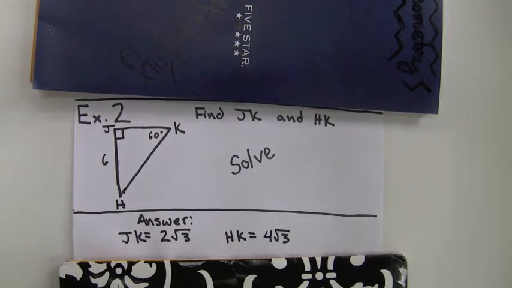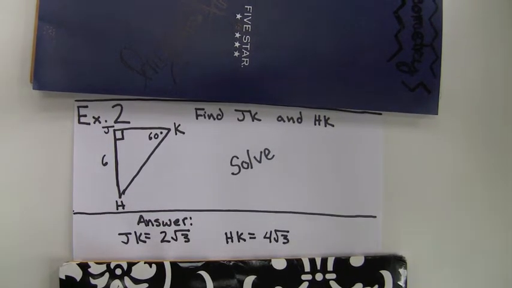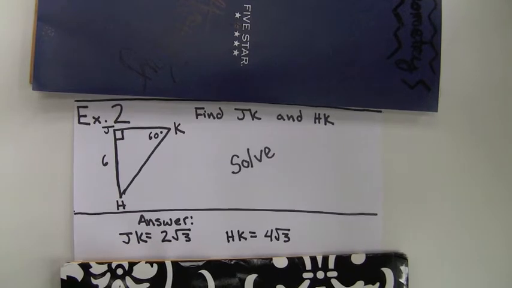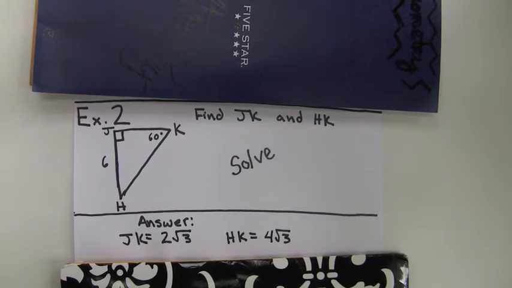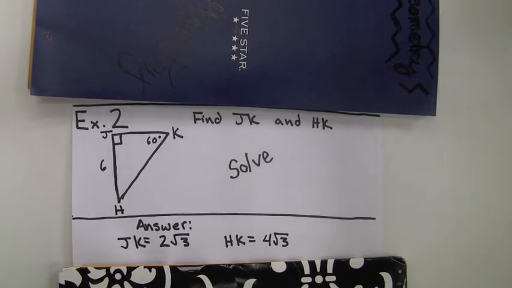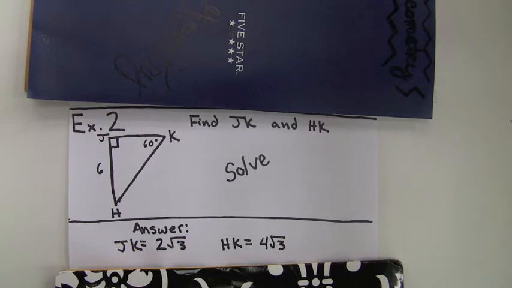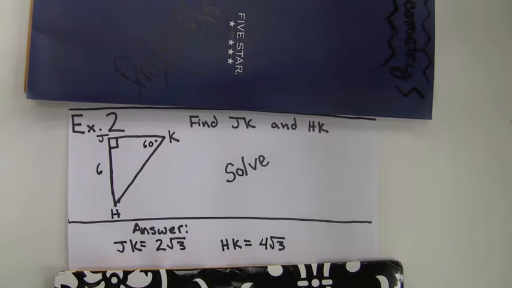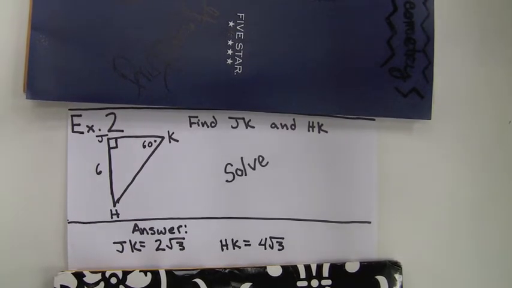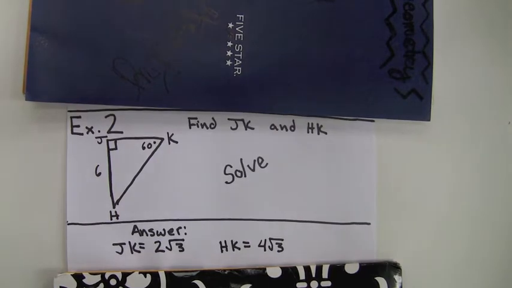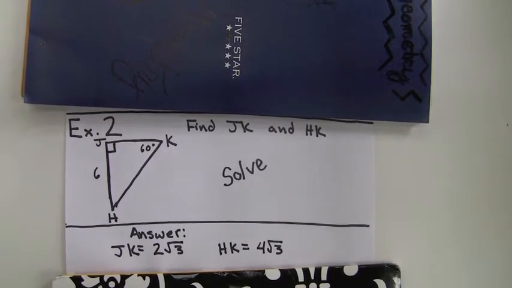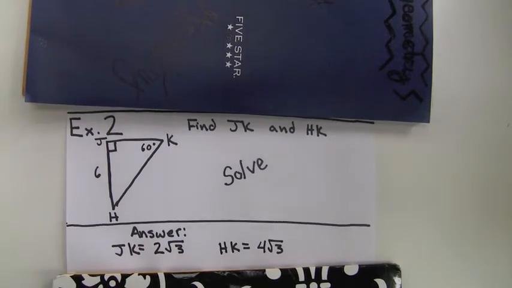So x equals 6 over root 3, but you can't have a root in the denominator. So you have to multiply by root 3 on both sides. You have 6 over root 3 times root 3 over root 3, which equals 6 root 3 over 3, which equals 2 root 3. So 2 times 2 root 3 gives you 4 root 3, which is the hypotenuse.